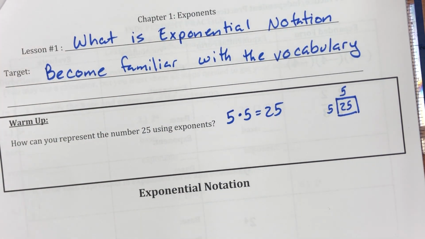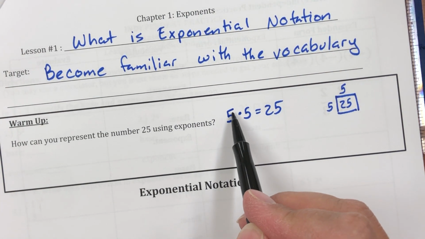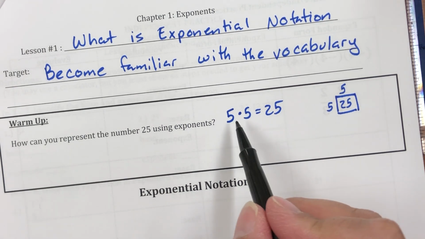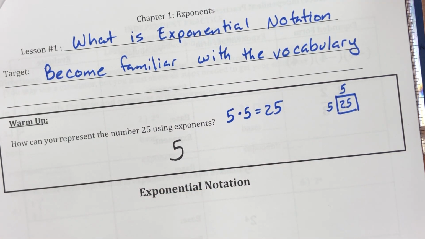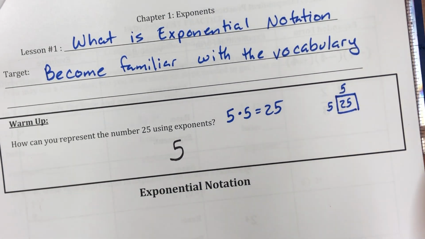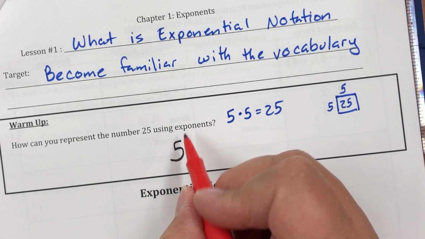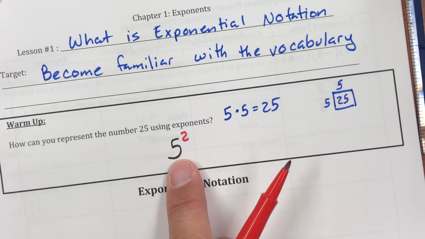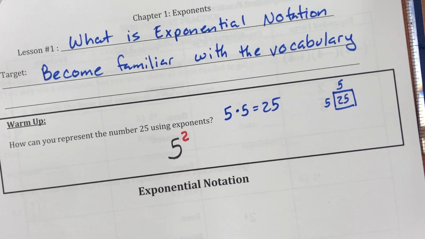So how can I use an exponent to write that? Well, first it's going to be a number. The base is the number that's being multiplied times itself. So here we go, 5 is my base. And then how many 5s do I have? Well, I multiplied 5 times 5, so there's 2 of them, and that's the exponent. The base is the number you're multiplying. The exponent is how many times you multiplied it.